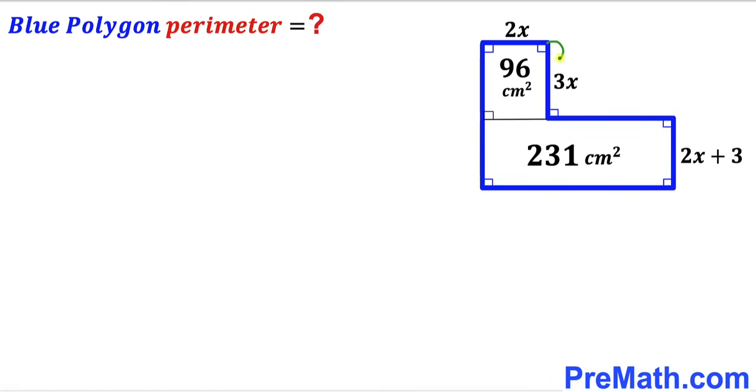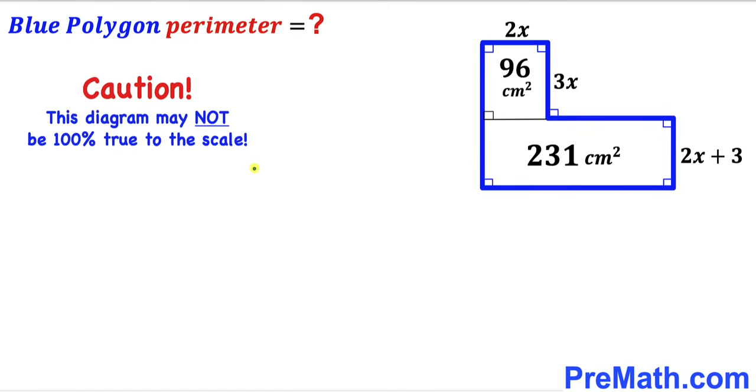The vertical segment length is 3x. And finally, this vertical segment length is 2x plus 3. Now our task is to calculate the perimeter of this blue polygon.